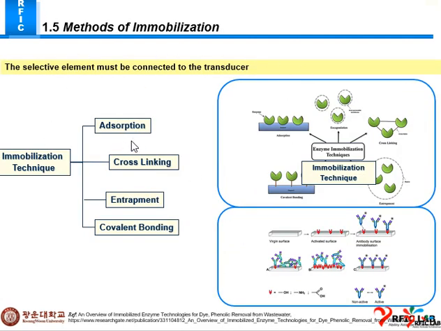So for a sensor, we need to immobilize the biomolecule, that is our analyte. There are different techniques to immobilize a biomolecule: adsorption, cross-linking, entrapment, and covalent bonding. Here we can see different combinations of immobilization technology.